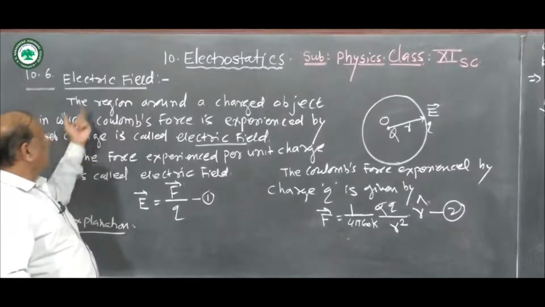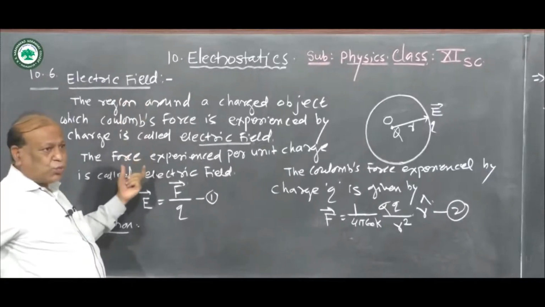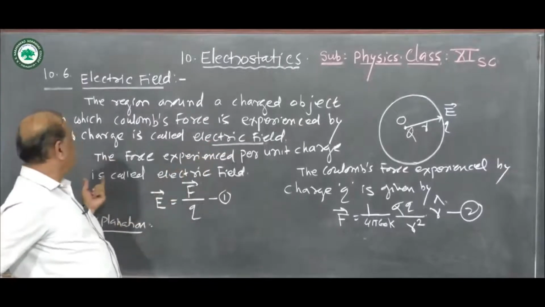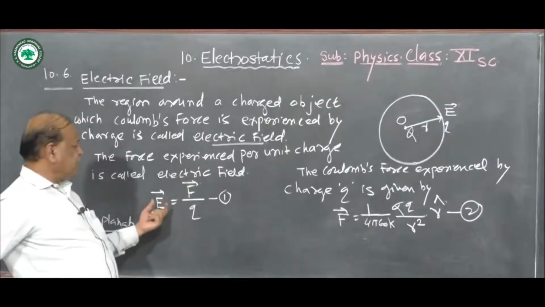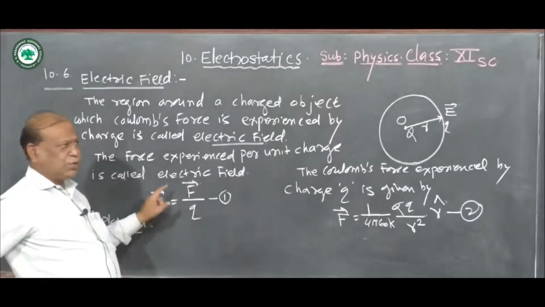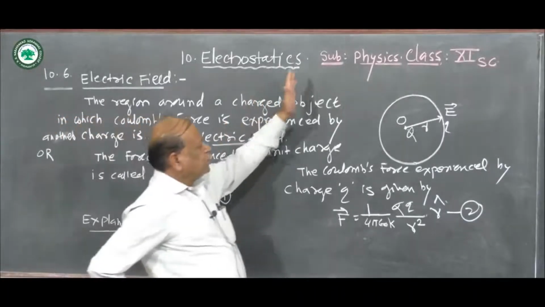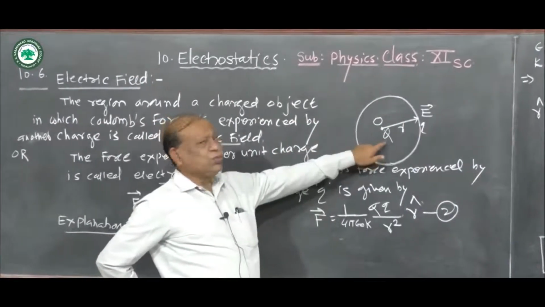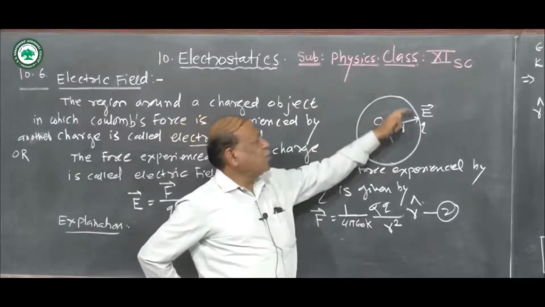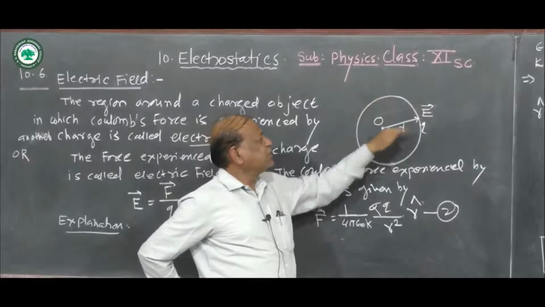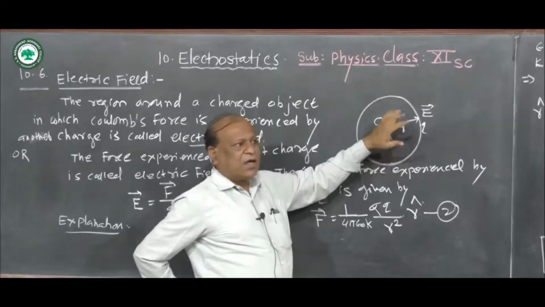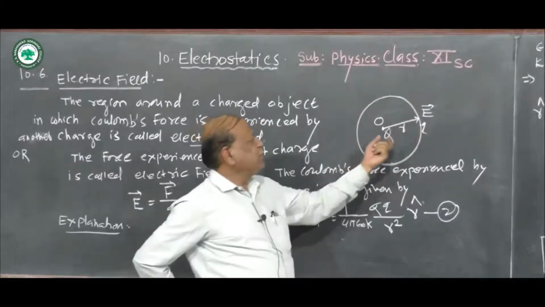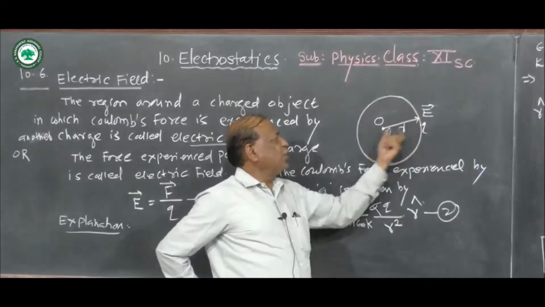Here the definition can be given in two ways, like this one or like this one. The force experienced per unit charge is called electric field, that is E is equal to F upon Q. Now we can explain this concept. Consider the charge Q, and the space around it is bounded by this circle of radius R, and now we take another charge q which is in this space or near to this space.